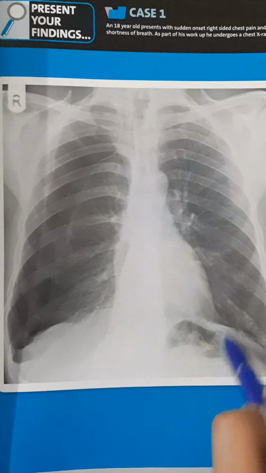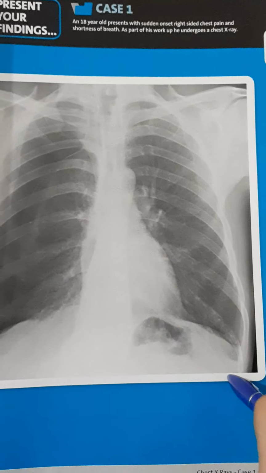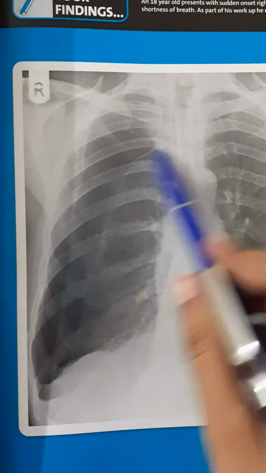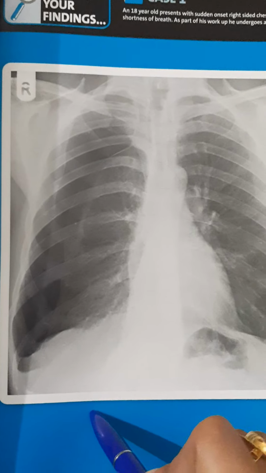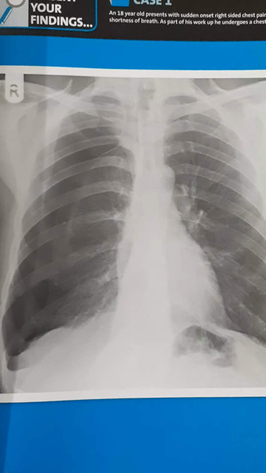Here the X-ray is given without any interpretation for your own brainstorming, so you can assess how you evaluate the radiological findings at first glance. Now coming towards its interpretation.